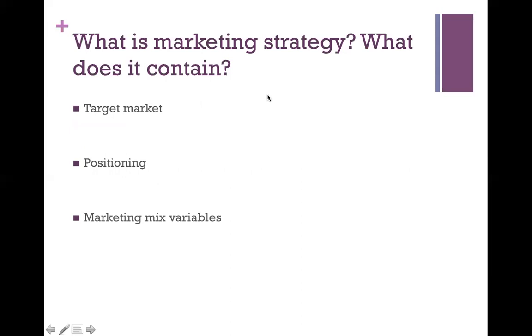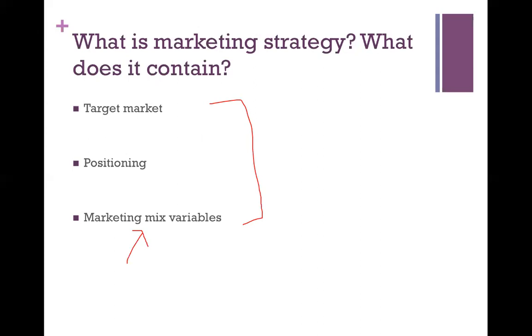Question: what is marketing strategy? What does it contain? Briefly, marketing strategy is about target market, positioning, and marketing mix variables. These are the three components that we need to include. Some people may say that marketing strategy is actually the marketing mix variables. Well, not really. Marketing strategy includes the target market, who your target market is, the positioning, and marketing mix variables.